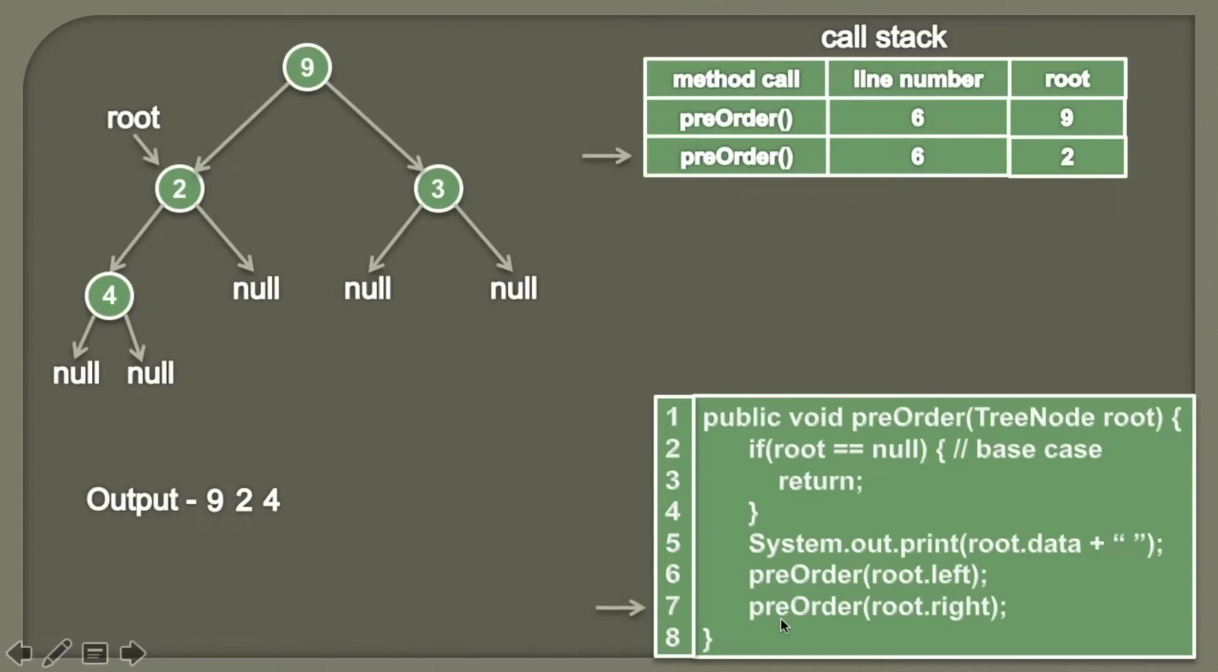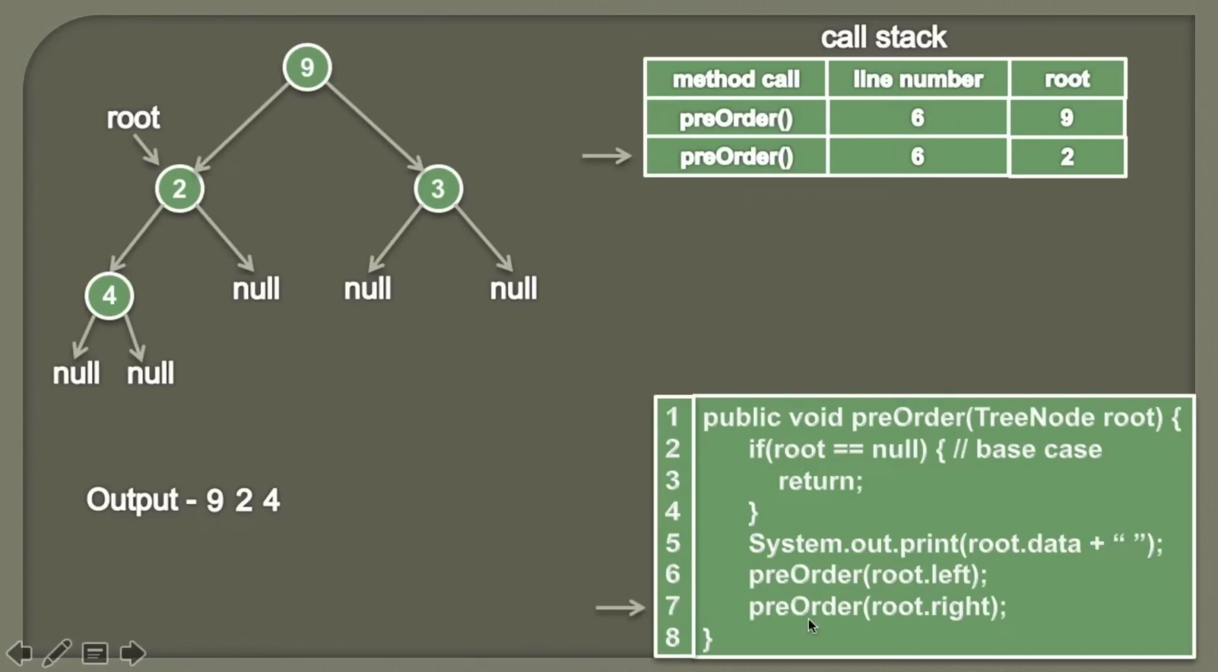And from line 7, we'll now call the preorder and pass roots right, because we are applying this preorder traversal to each and every node: first traversing the node, then processing its left subtree, and then processing its right subtree. As you can see, we have processed node 2 and also its left subtree, which is node 4. So now we are left with processing the right subtree.